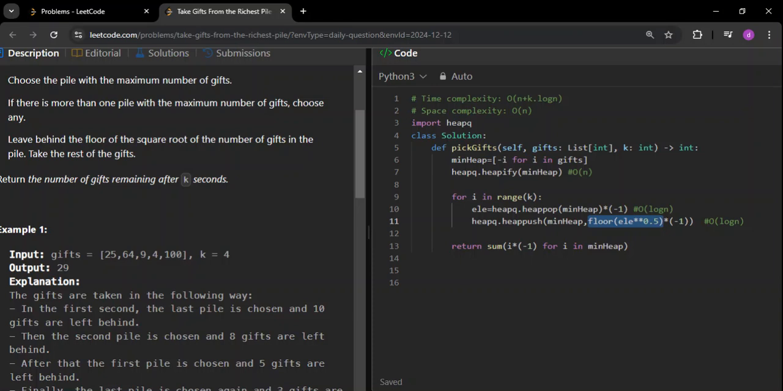And we are doing this because it is specific to the Python language only, because the library that we're using doesn't support max heap. So using min heap only, we have to simulate max heap. For that reason, I'm multiplying with -1.